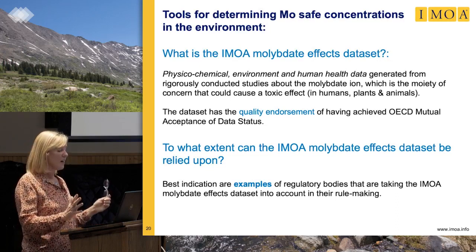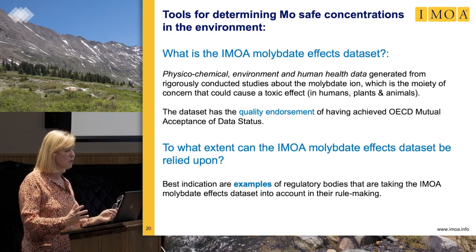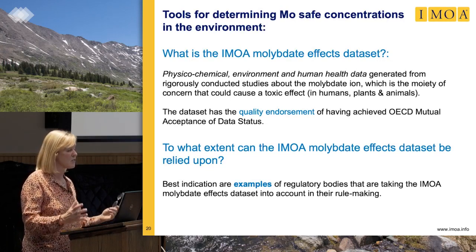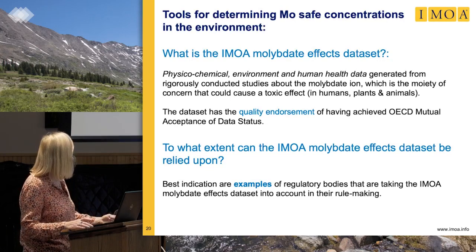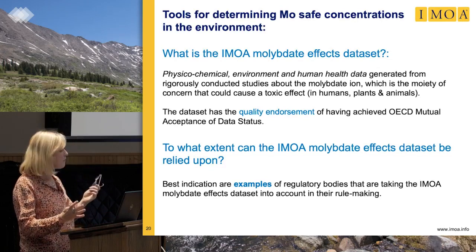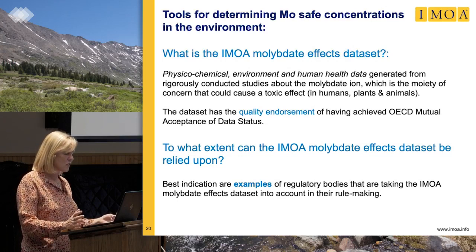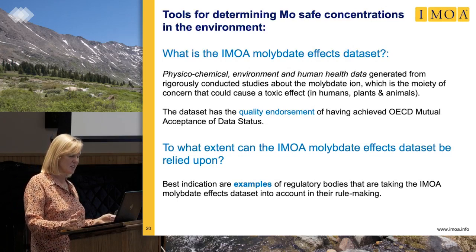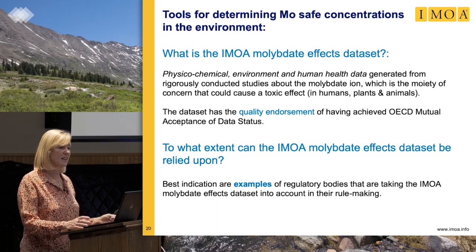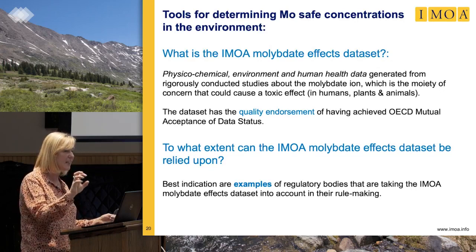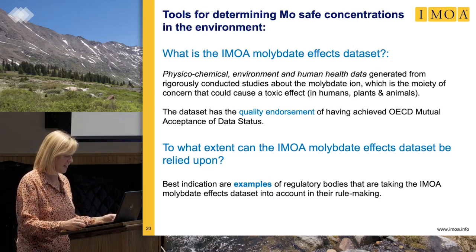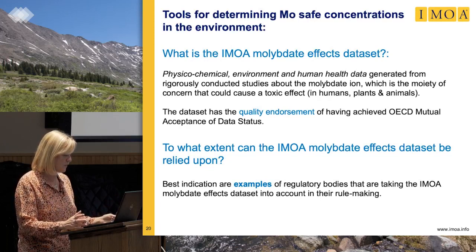So our data set is a key tool for determining safe concentrations of moly in the environment. And it contains physicochemical data and environmental and human health data, and it's all generated from very rigorously conducted studies about the molybdate ion. That's the moiety of concern. That's the thing that could cause a toxic effect in humans, plants, and animals.